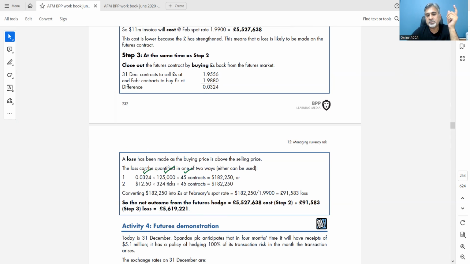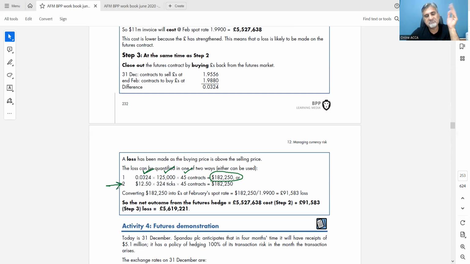So this is per pound. This loss is per pound. Per pound loss because pound was from 195 to 198. My total loss is $182,000. $182,000.